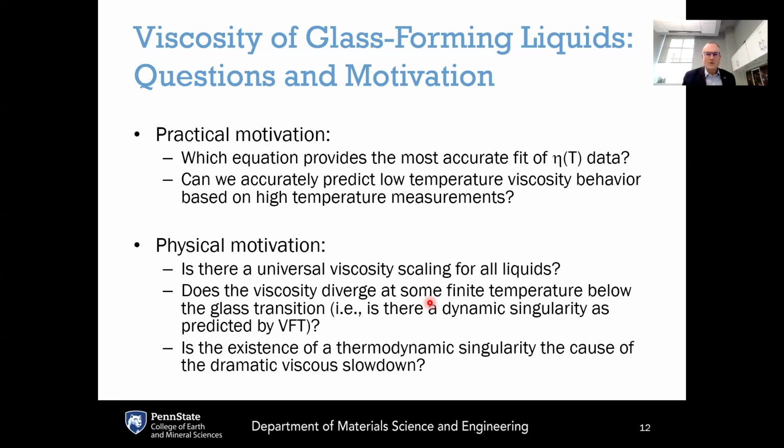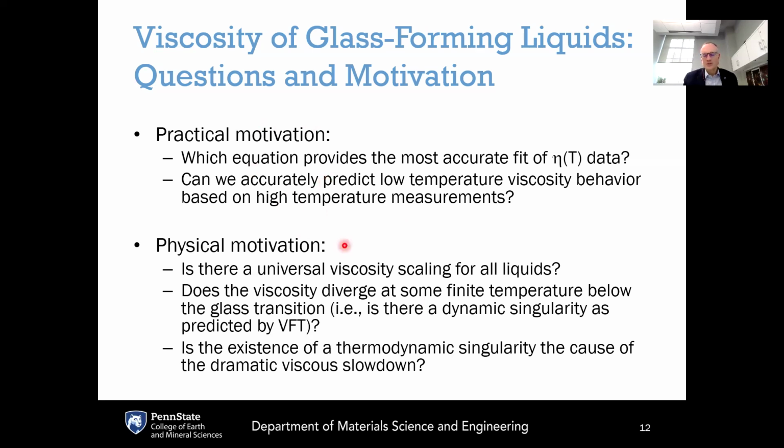One of my colleagues at Corning wanted me to look into this problem to see which of the published viscosity equations was the most accurate, because we wanted to use the most accurate model possible, which is some very practical motivation here. And also, would we be able to predict low temperature viscosity behavior based only on the easier high temperature viscosity measurements? So there are some very practical motivations for trying to find out what is the best description of the viscosity temperature dependence.